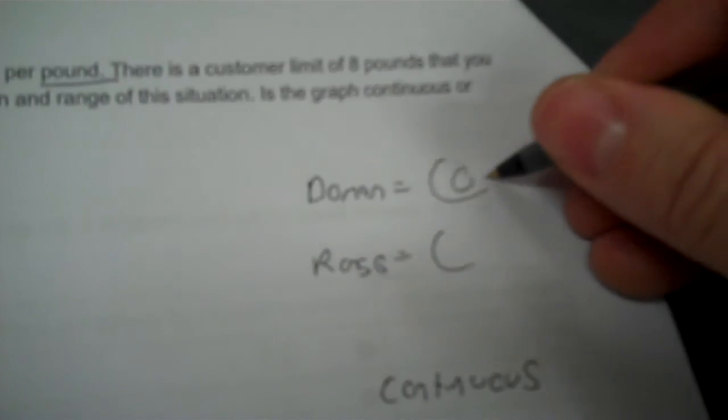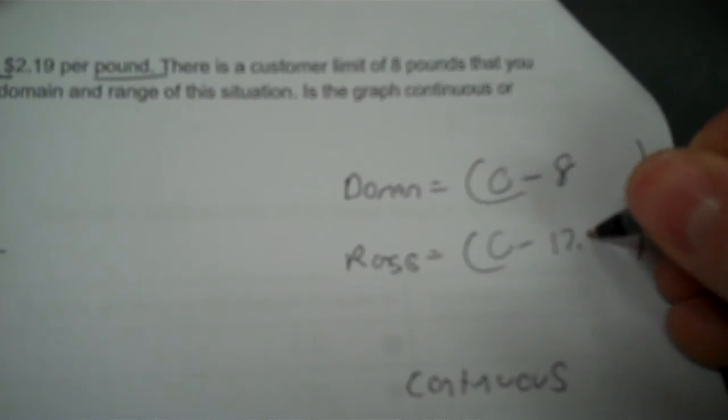Now if the limit they give you is here, then you divide by the rate of change, but it wasn't. Now the domain is the X, 0 to 8. The range is the Y, 0 to 17.52.